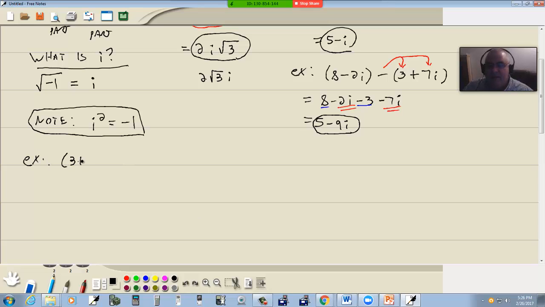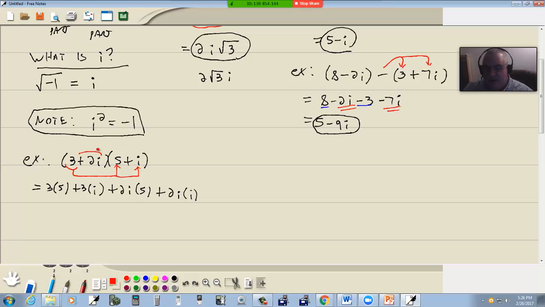But if I have 3 plus 2i times 5 plus i, well, then we're going to use the same technique we used in multiplying polynomials together, specifically binomial times binomial. We'll take 3 times 5, the first parts multiplied together. We'll take 3 times i, the outer parts. 2i times 5, the inner parts. And 2i times i, the last parts. I'm just following these lines, taking 3 times 5 over here and times i. And then I'm taking 2i times 5 and times i.